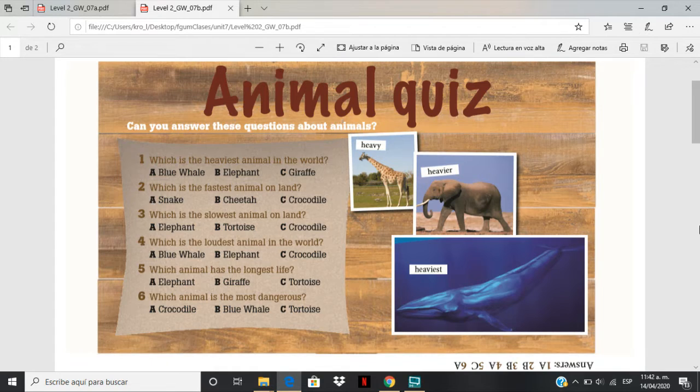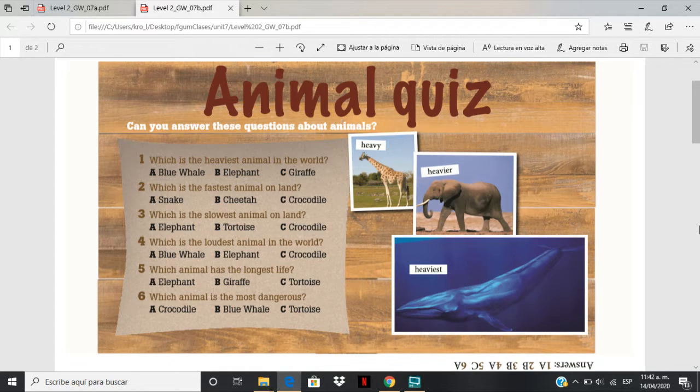What about the whale? If we talk about these three animals, which of these is the heaviest, right? So the giraffe is heavy, the elephant is heavier, but the whale is the heaviest. Listen, we add the article the heaviest. Yes? What do you know about this?